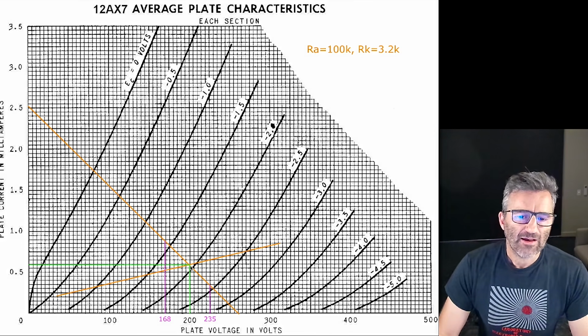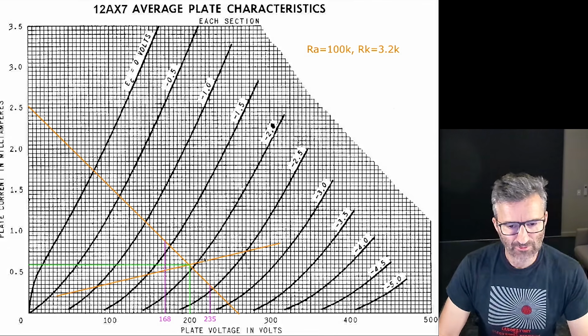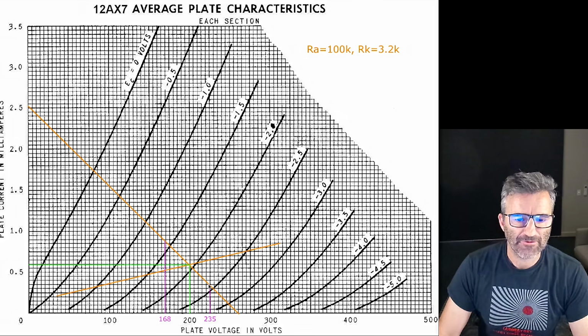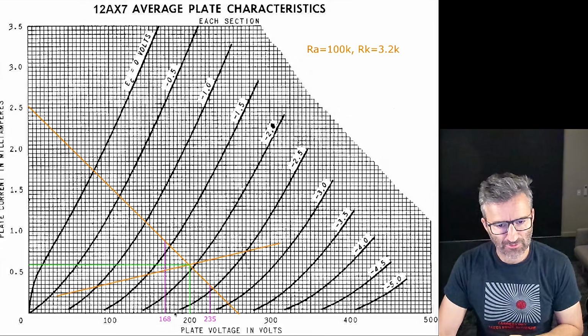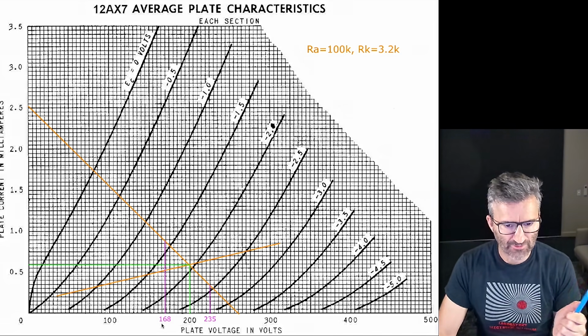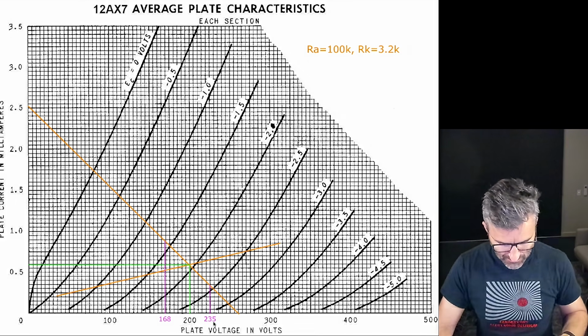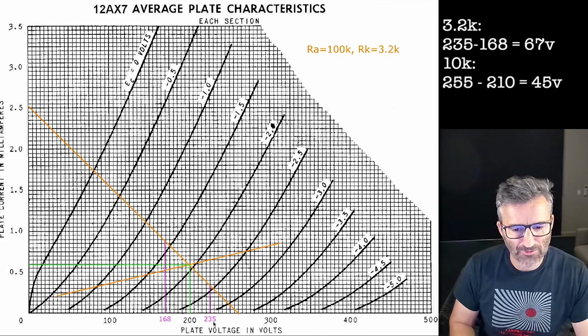So a minus 0.5 this way on the grid voltage and plus 0.5 this way on the grid, right? So a 1 volt voltage swing from peak to peak. This is what it's going to generate for us in terms of voltage swing with respect to the amplification, right? So drawing this out, it's 168 to 235. Now that's a voltage difference of 67 volts, right?